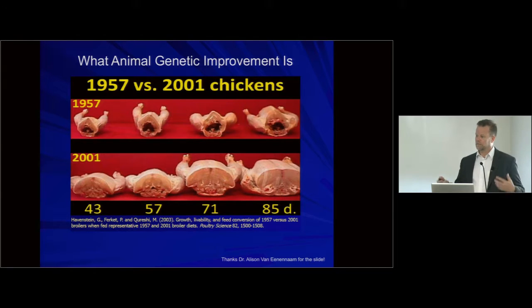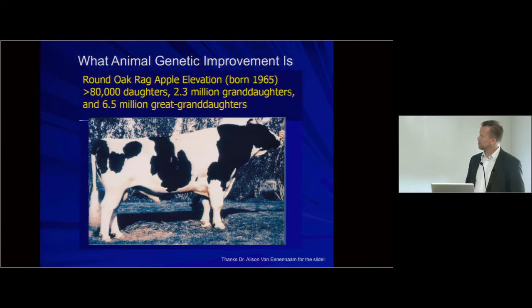We've been changing genetics of plants and animals. One of the greatest innovations was probably artificial insemination, which just made it possible to produce much higher quality milk from higher quality cattle. This example of this particular bull here, Round Oak Rag Apple Elevation, born in 1965, had 6.5 million great-granddaughters because he was such a good producer of high-quality offspring. So not natural, again, human intervention into the process of developing high-quality food.